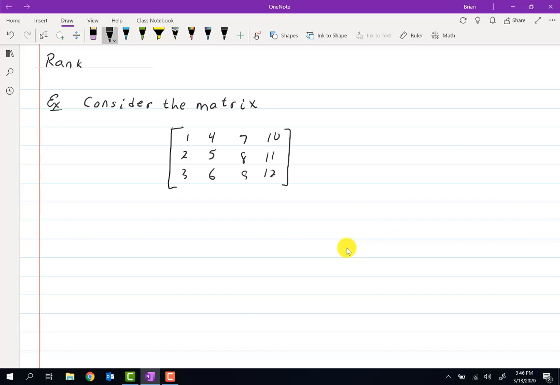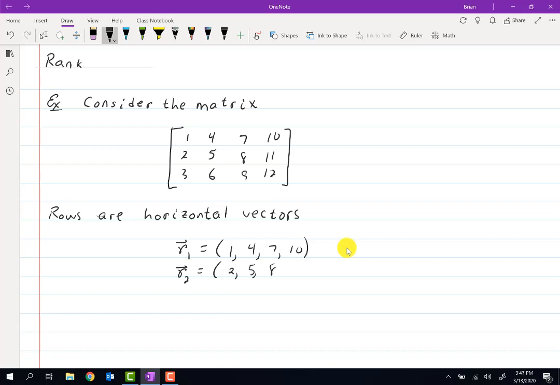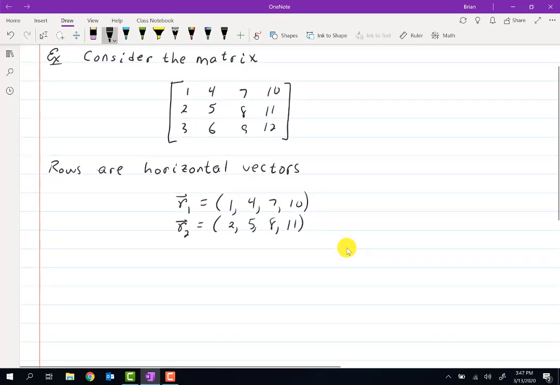Then the rows are horizontal vectors. In fact, row 1 from that matrix we'll write in the following format: 1, 4, 7, 10. Row 2 will equal 2, 5, 8, and 11. And then row 3 will equal 3, 6, 9, and 12.